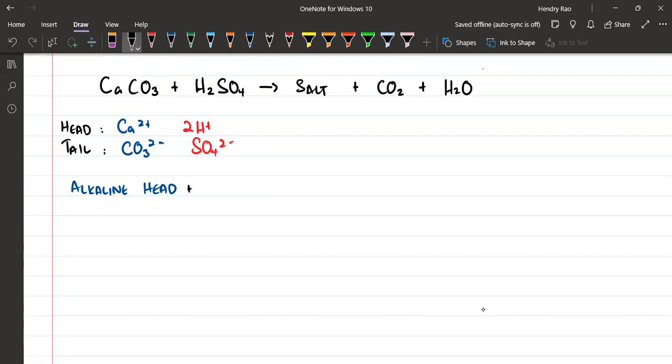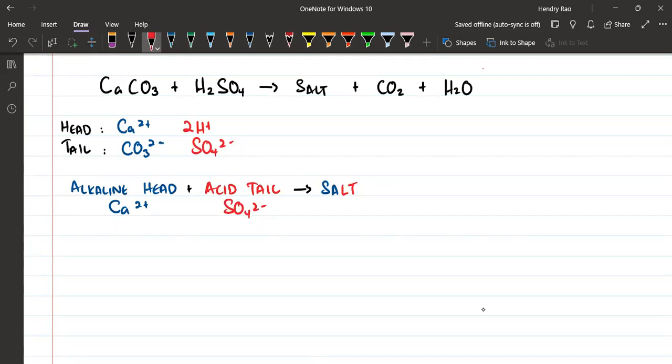Alkaline head plus with acid tail, I'll get a salt. Once again, please take note of the color codes. I have half and half here. My alkaline head now is calcium 2 plus, and my acid tail is SO4 2 negative.